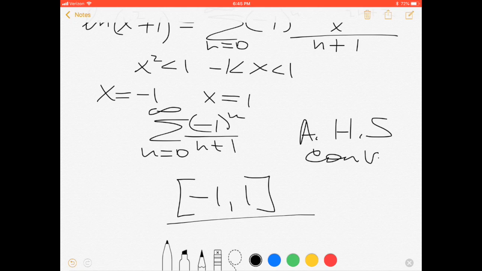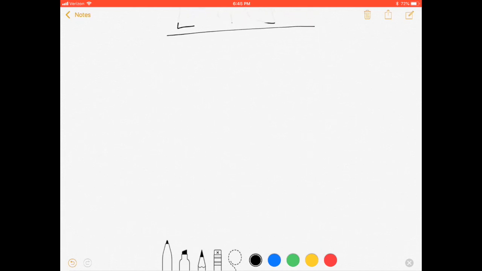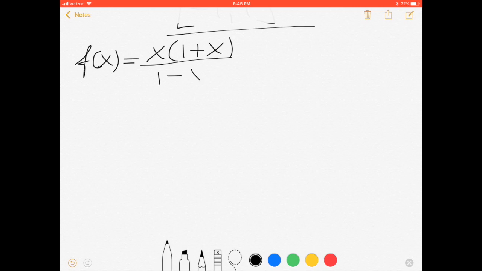And the last example for this section will be to build the power series for the function f(x) equals x (1 plus x) over (1 minus x) squared.